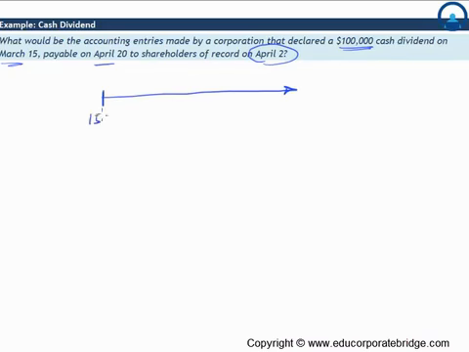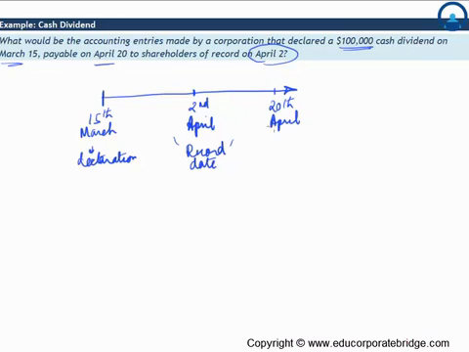The first date is 15th of March, and on 15th of March, the declaration of the dividend was done. So this is the declaration. On 2nd April, this is your record date. And then on 20th of April, this is basically the payment date. So what we are being asked is what are the supporting accounting entries on each of these days individually.